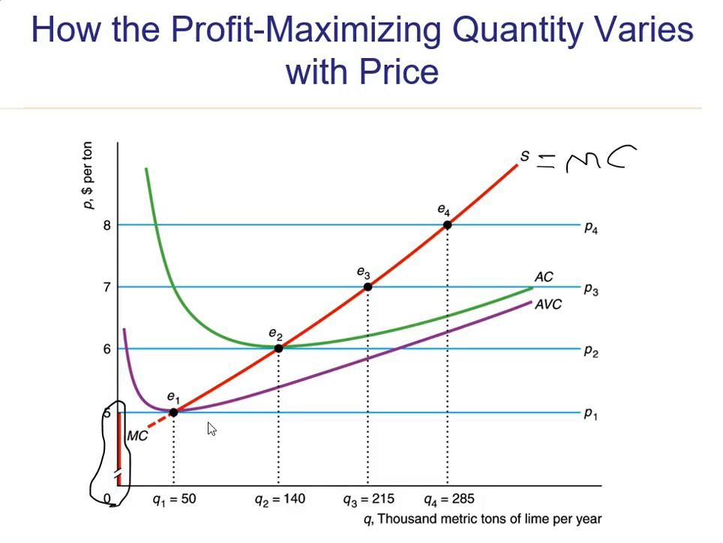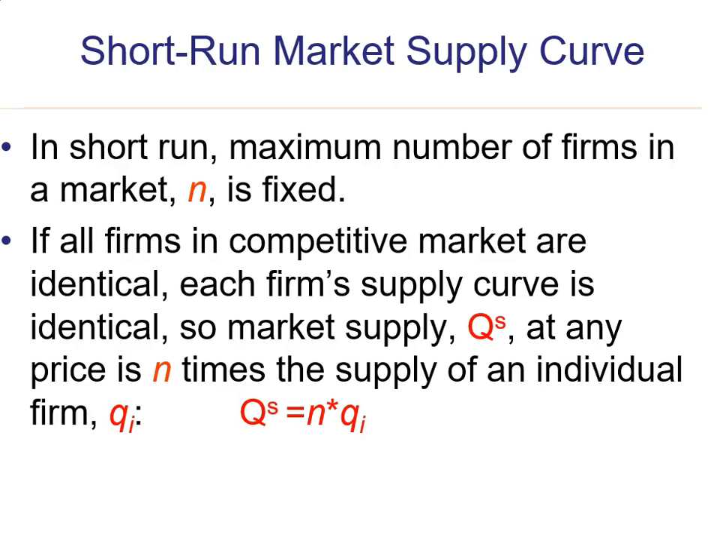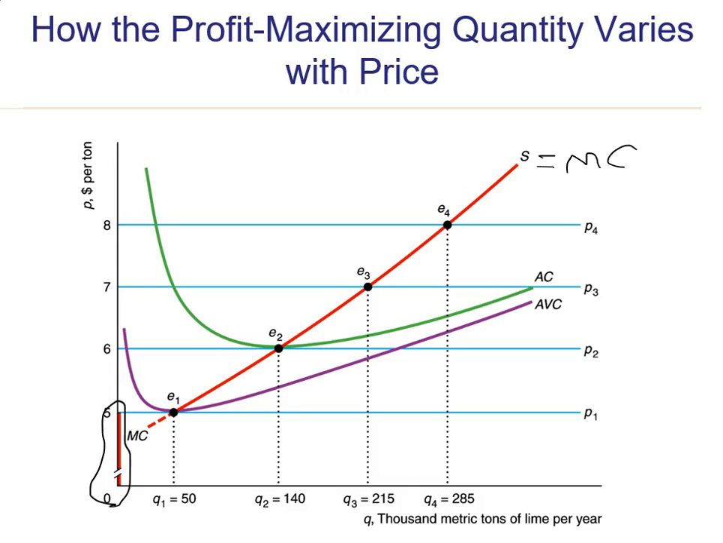What is the market supply? Market supply is simply all of your individual firms. So here is our definition of a market supply curve. In the short run, you've got a fixed number of firms. Call it N, our number of firms. And let's suppose that all these firms are identical, and they all have the exact same cost structure. It looks just like this.